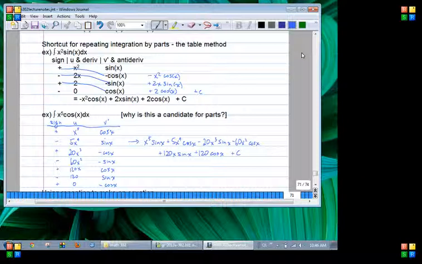So you could check it by doing the derivative of this entire thing. Now, when you take the derivative, let's put on our clever hats. When you take the derivative of this thing, guess what's going to happen? A lot of stuff is going to cancel, and you'll wind up with the answer. So any questions about integration by parts repeated, in particular, using the table method?